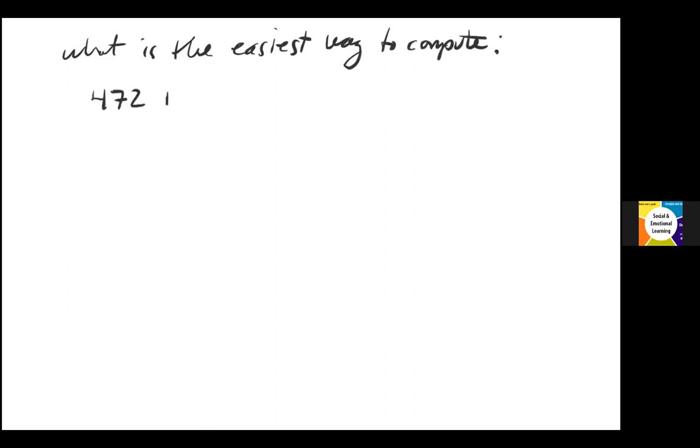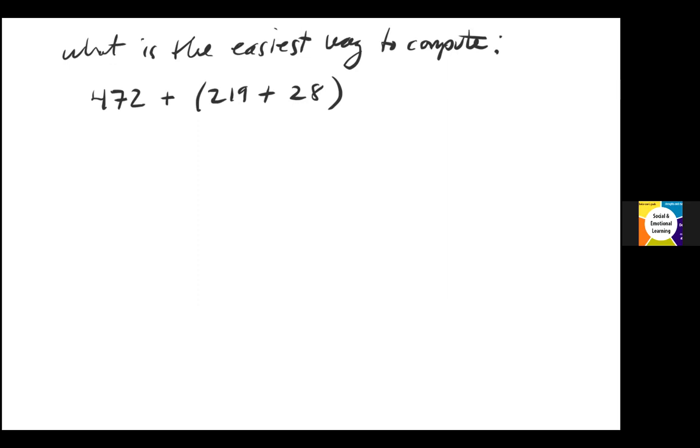We could say, what is the easiest way to compute 472 plus 219 plus 28? If we were given this, again, this is simple for a lot of people to add these numbers in their head, but there's definitely a more straightforward way to add these numbers together. Two of them will be added together easier.